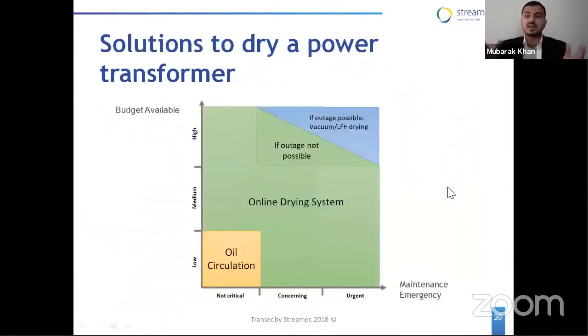Okay, so we will just compare the three methods. If your transformer is not so critical, your available budget is very low, and your transformer is very small, you can go for the oil circulation method also.